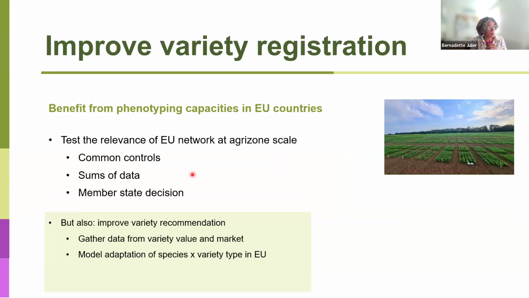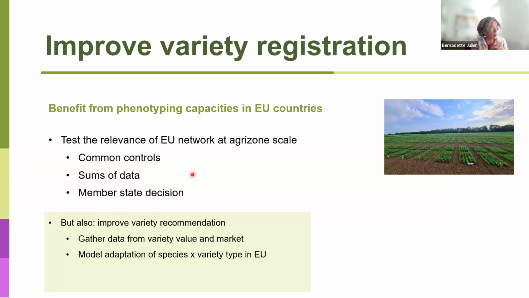And about the improvement of variety registration, we are testing a system in which we are using the phenotyping capacity in the European countries, and we are testing the relevance of an EU network at an agri-zone scale. So instead of considering each member state, we are considering, across the member states, some regions that have similar climates, for example, a Mediterranean climate or a Nordic climate, or different types of climates.